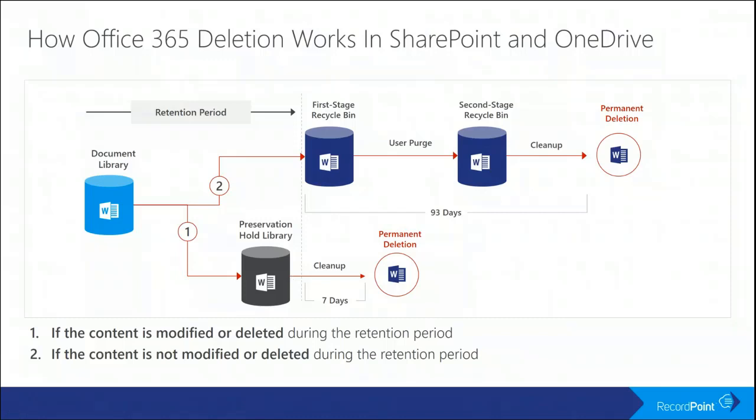It's always modified. So once that retention period is up, any copies of the document that are just in the document library will be moved to the recycle bin. And then you know in SharePoint how the recycle bin works, right? You have the end user recycle bin, which is the first stage. Then you have the second recycle bin, which can only be accessed by site collection admins. And then after 93 days, that's when the content is permanently deleted. Now, if you have copies of that document in the preservation hold library, that will just be cleaned up in 7 days and permanently deleted without going through that recycle bin process.